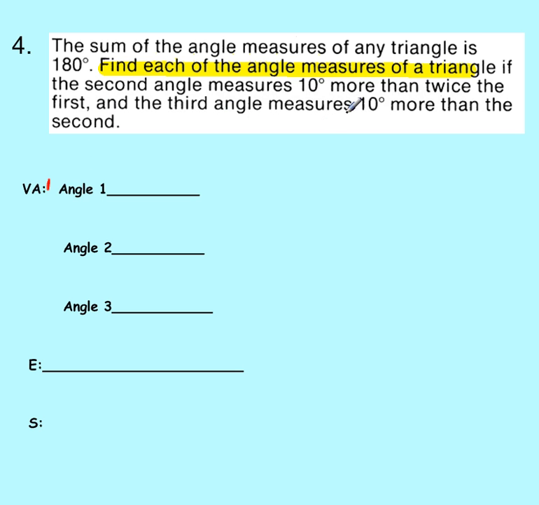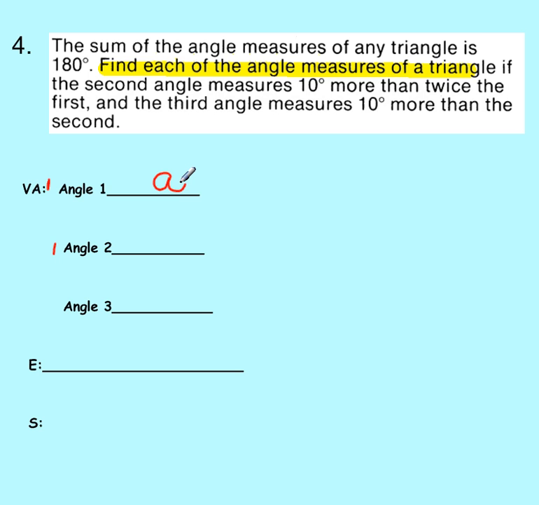And the third angle measures 10 more than the second. So to find the third angle, I have to know the second. So the order of the hierarchy here is I have to know angle 1 to find angle 2, and I need angle 2 to find angle 3. That leaves us with angle 1 as our captain variable. And I'm going to use an A for angle measurement.